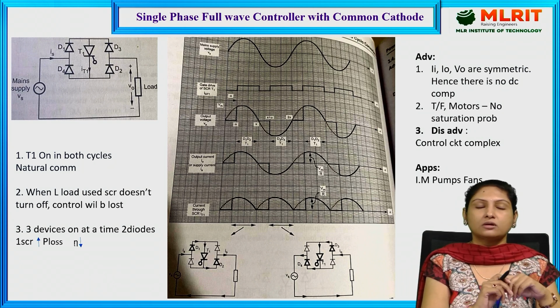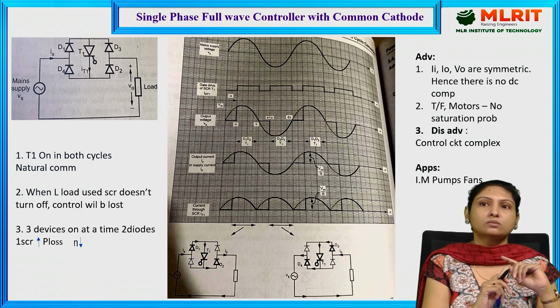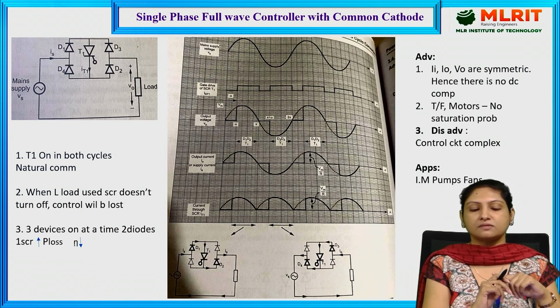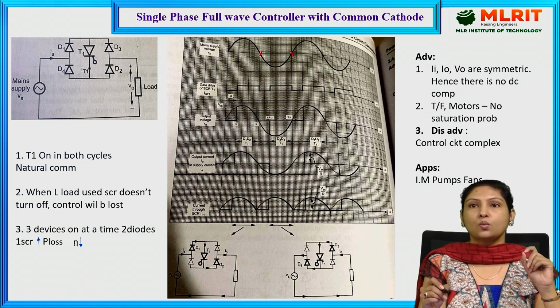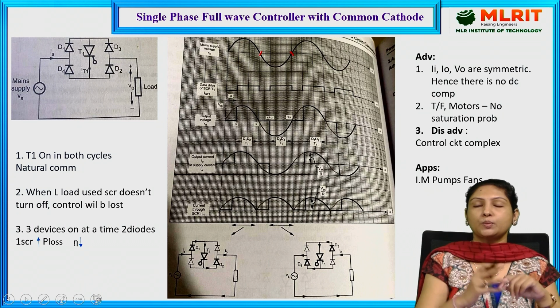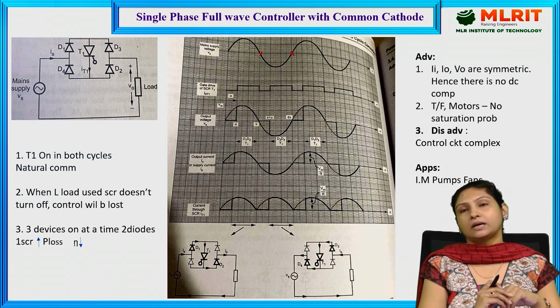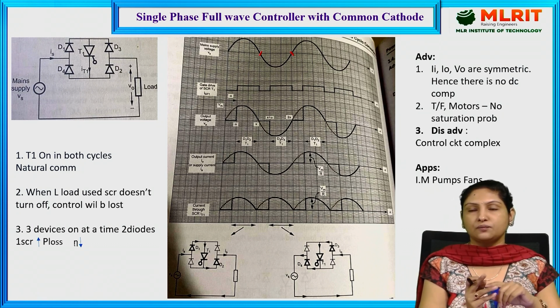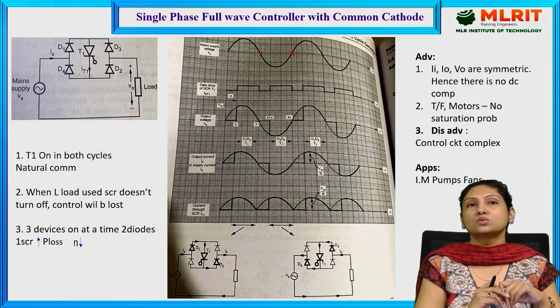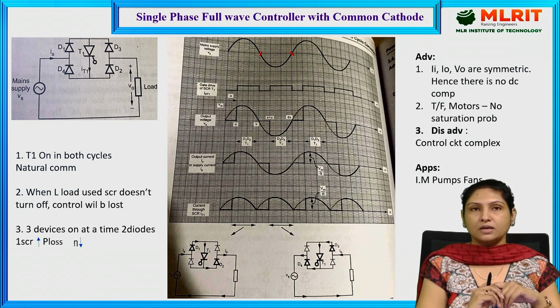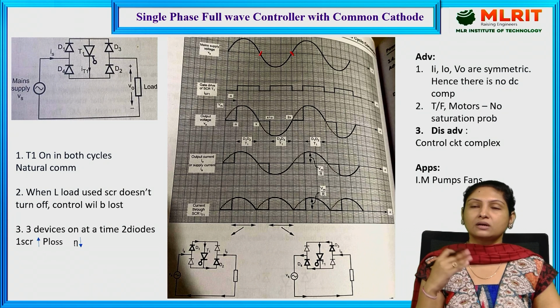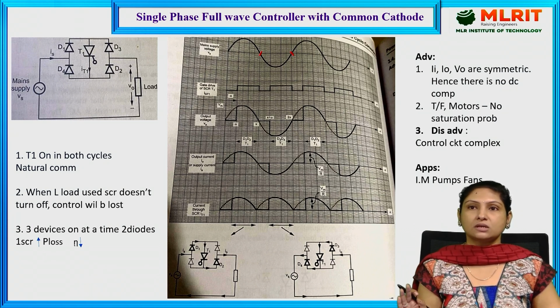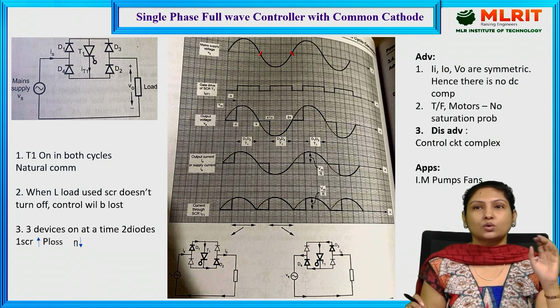So here T1 is on in both the cycles, and at a time 3 devices will be turned on. So how about turning off the thyristor when it is conducting in both the positive and negative half cycles? When the supply current goes through 0, at that instant the thyristor will be turned off, and again the moment we provide the triggering pulse, T1 starts conducting. This is fine with a resistive load. But what if we are making use of an inductive load? In that case, the thyristor cannot be turned off. It will have to conduct continuously because of the energy present in the inductor.